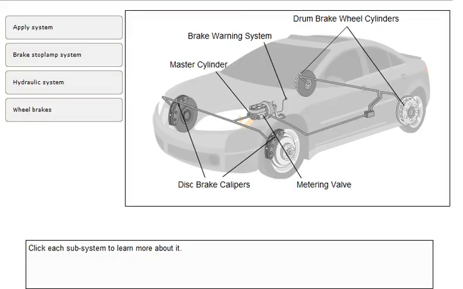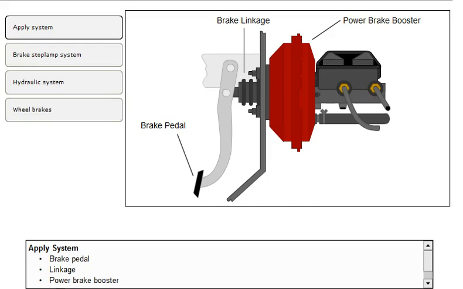This course divides the brake system into the subsystems shown here. It does not cover the anti-lock brake system components. Click each subsystem to learn more about it. The main components of the Apply system include the brake pedal linkage and the power brake booster. Pressing the brake pedal activates the linkage, which connects to the brake booster. The brake booster eases pedal effort.